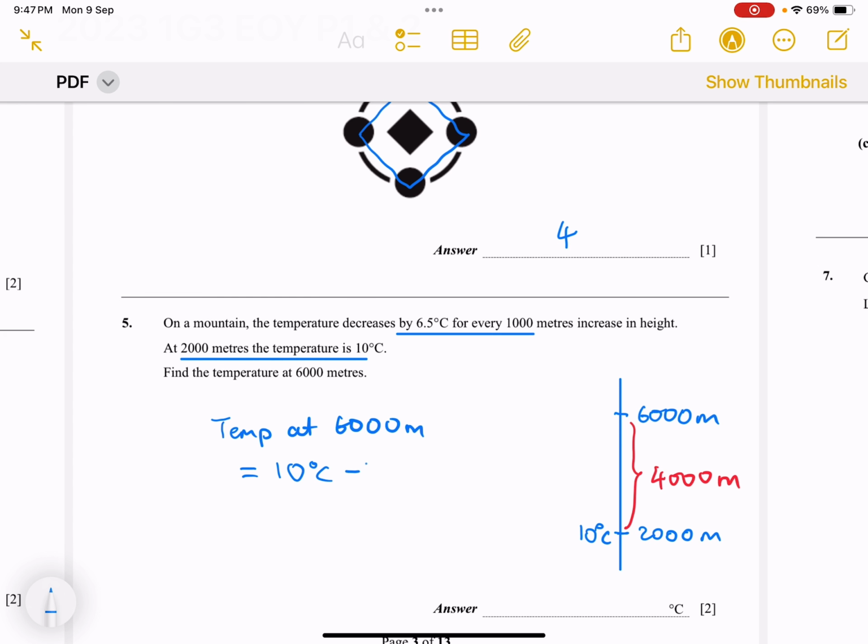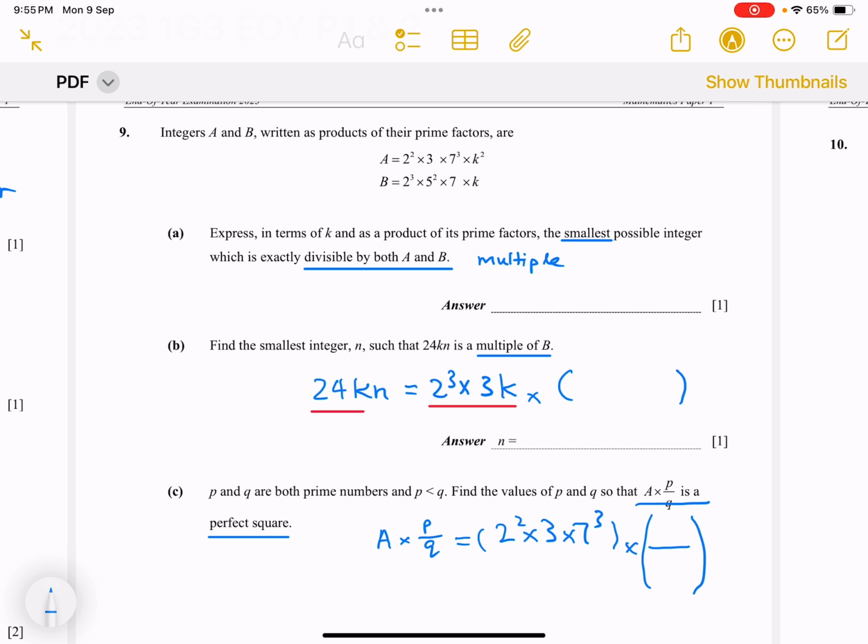Alright, next, this is a sum on multiples and factors. In the first part, we have to find the smallest number which is divisible by both A and B. If something can be divided by A and B, it must be bigger than A and B. So what we are looking for is a multiple, and smallest here means the lowest common multiple. So this question is just asking for the LCM.